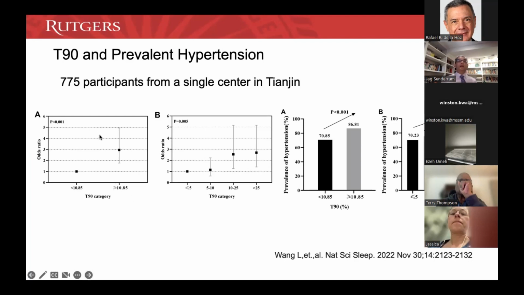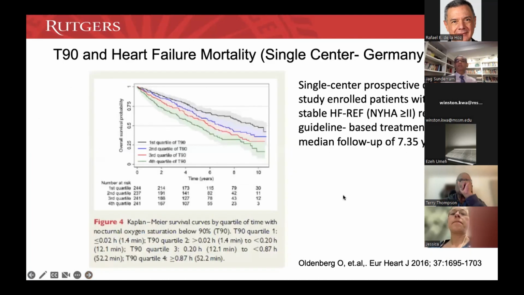11% period of time where you have these T90, time below 90%, you had a 3-fold increase odds for prevalent hypertension. And there seemed to be a linear relationship with increasing time below 90%. Again, shown in both these two figures. And so it seems to suggest that clearly hypoxia plays a very important role for prevalent hypertension.